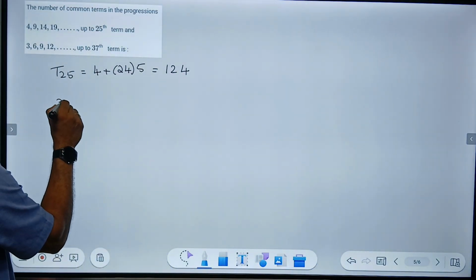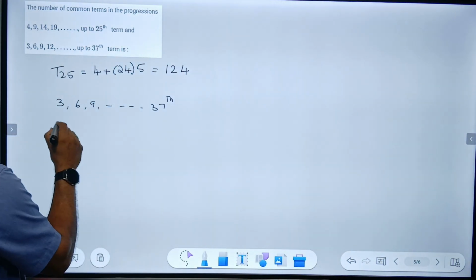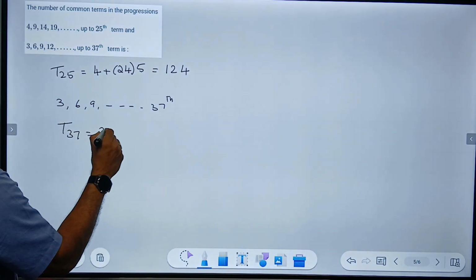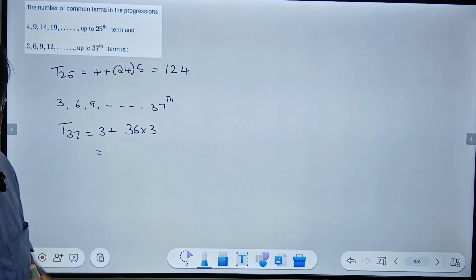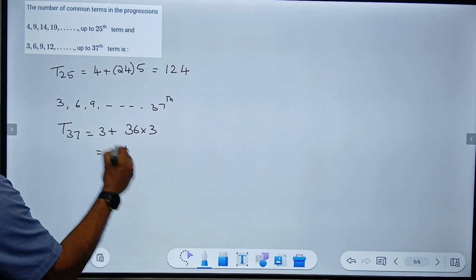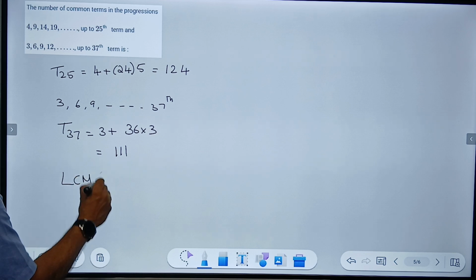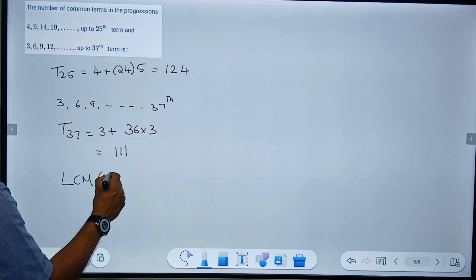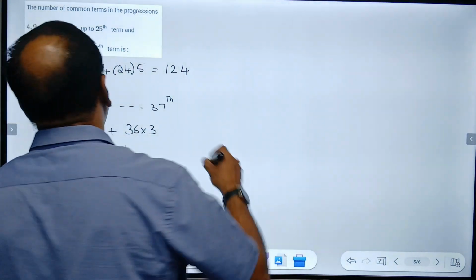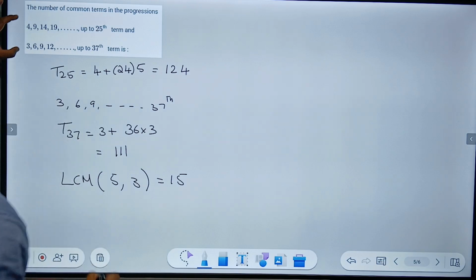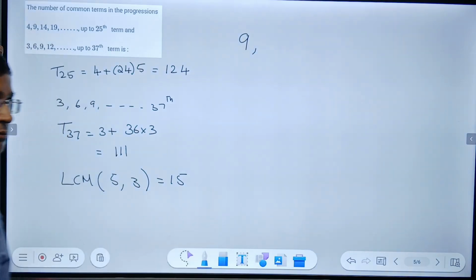Now you go for 3, 6, 9 up to the 37th term. T37 will be a plus 36 into 3. If you multiply that, you're getting 111. Now I also find the LCM of the common differences, 5 and 3. The LCM is 15, so that must be the difference, right? So what is the first common term? 4, no. Definitely the first common term is 9, right? Plus 15.